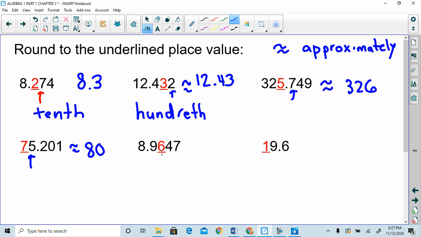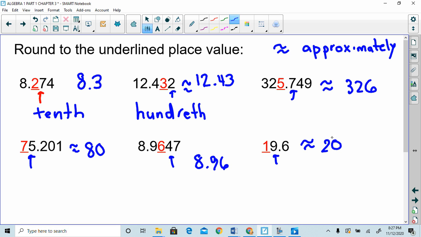On to the next. Hundredths again. I look to the right, I see a 4, tells me to round down. I have 8 96 hundredths. Last one, I notice that it's the tens once again, so I look at the ones. That tells me to round up. It's approximately equal to 20.